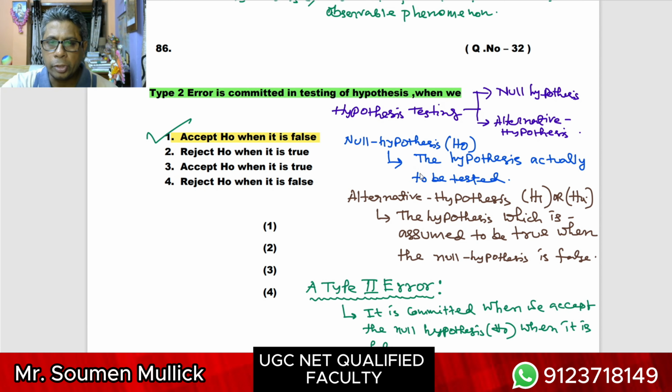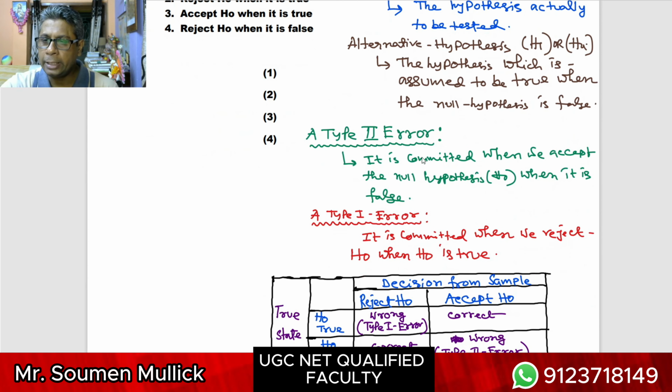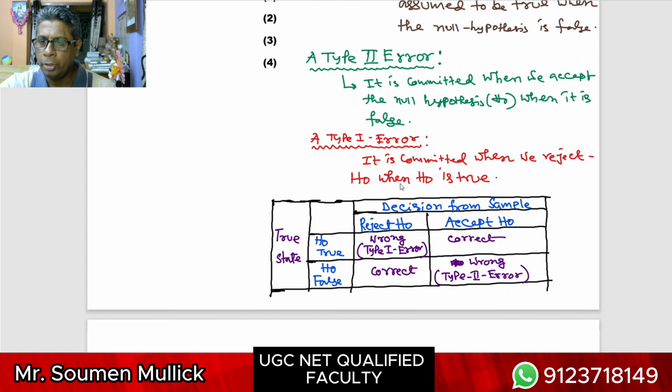So what is our question? Type 2 error is committed in testing of hypothesis when we accept H0. H0 means null hypothesis. When we accept the null hypothesis when it is false, type 2 error has occurred. It is committed when we accept null hypothesis when it is false. And simultaneously we have to know what is type 1 error. Type 1 error is committed when we reject H0 when H0 is true.